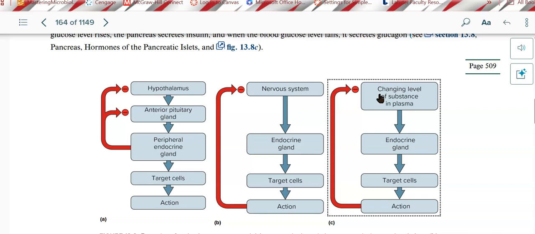So that's the main thing I wanted to point out to you here in this section. Going forward, the rest of the chapter, we'll be looking at the different glands, their anatomical structure. We'll talk about the hormones they produce and what those hormones cause.